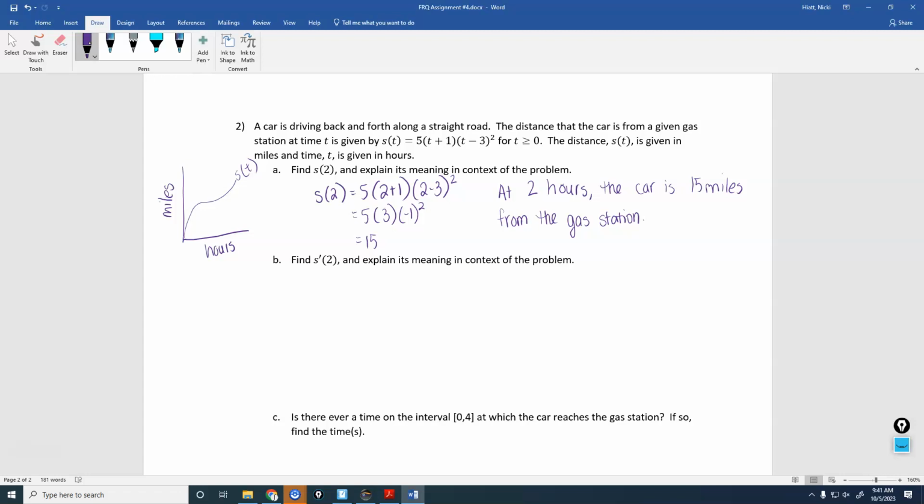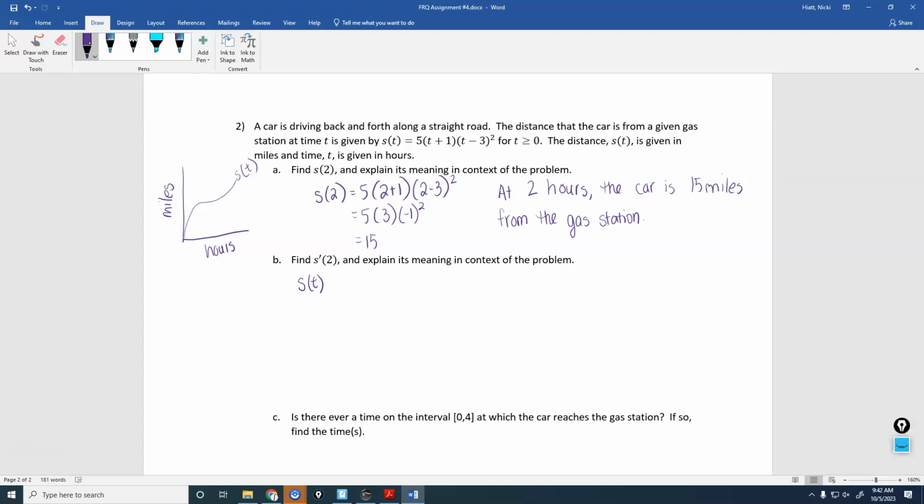All right, S prime of t. Now, first of all, S prime of t is asking us to find the derivative, so we're going to have to do the work for that, and we'll talk about what it means at the end. So let's just work on finding first S prime of t. But before we can do that, do we know how to do this problem? With that square right there?